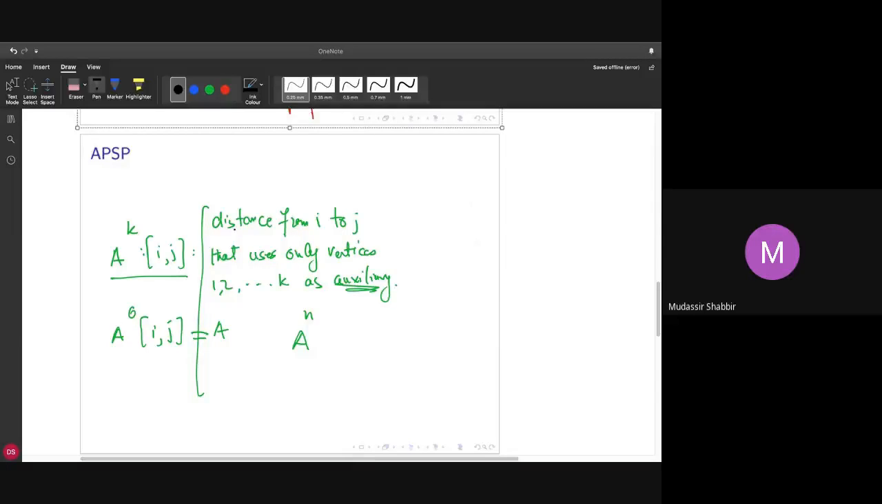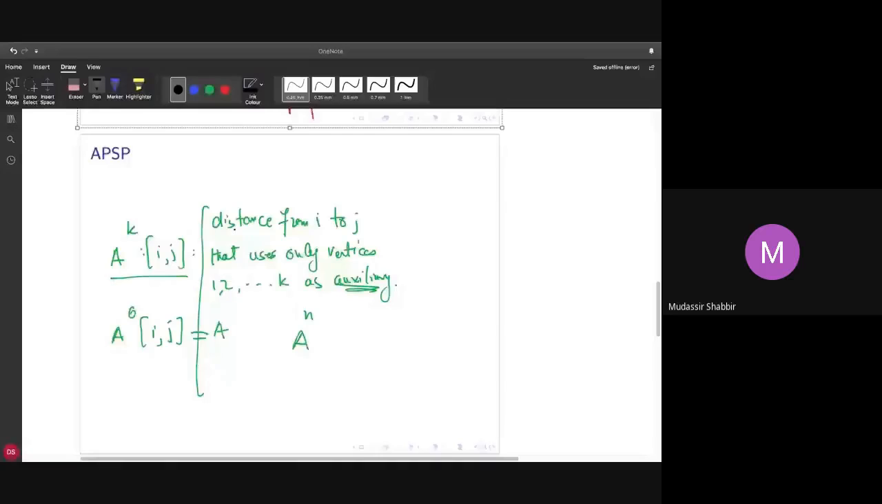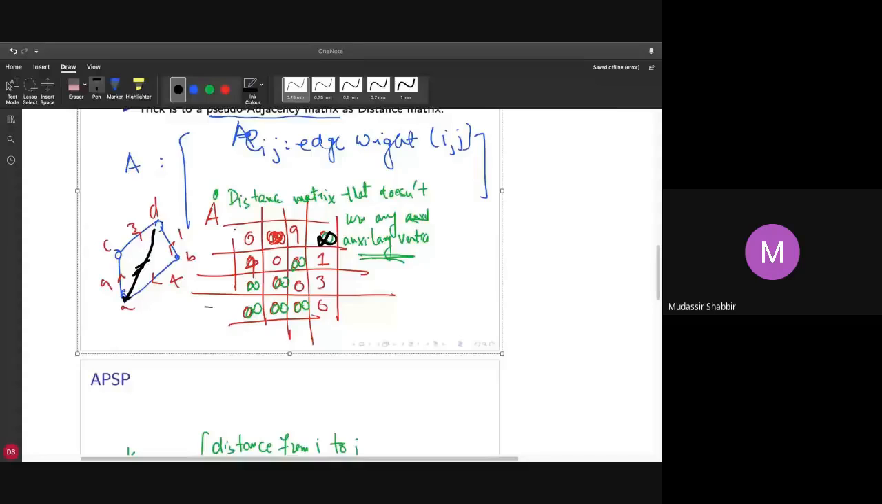A of ij 1 would be the distance matrix that gives you the distance from the vertex I to vertex J, but it is allowed to use vertex 1. It is now allowed to use this one vertex 1. And let's see how it changes our distance matrix.